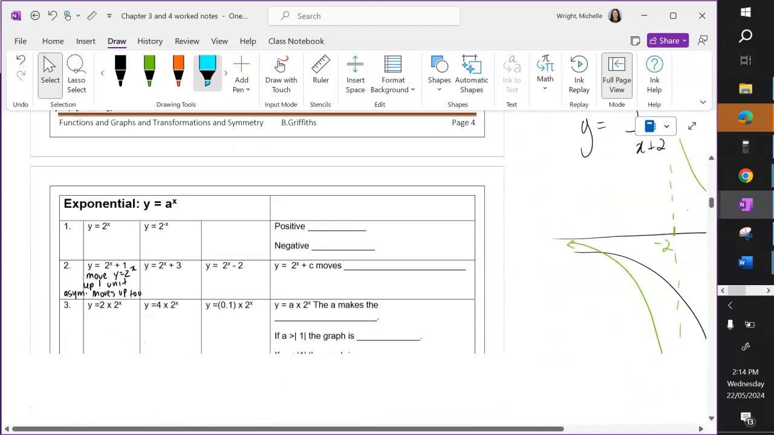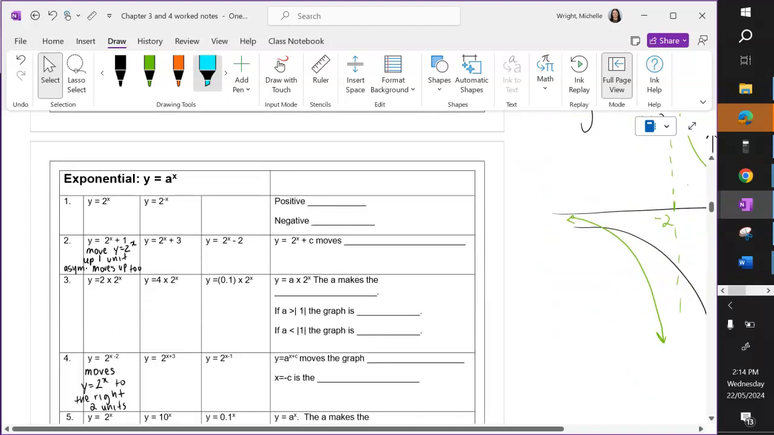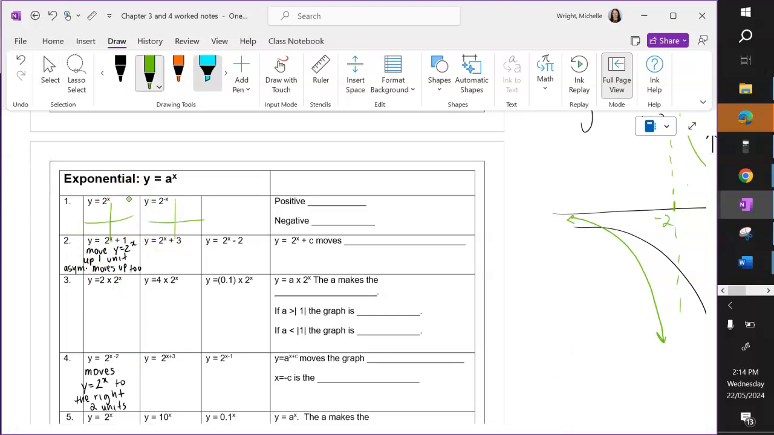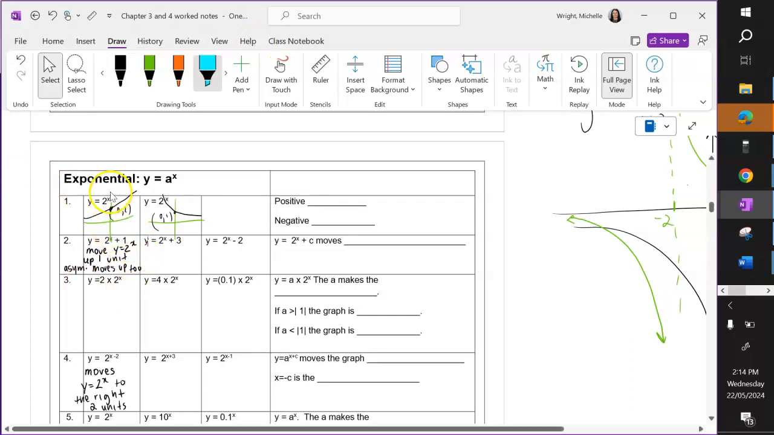The same will happen for our exponentials. If we think of what our exponentials look like, a positive 1, I might quickly draw those for you in there. A positive 1 is going to go through there at 0 and 1. And a negative 1 is going to go through there at 0 and 1. If we are adding 1 to the end, it's pushing that graph upwards, pushing that graph up 3, taking that graph down 2 units. They're nice and easy.